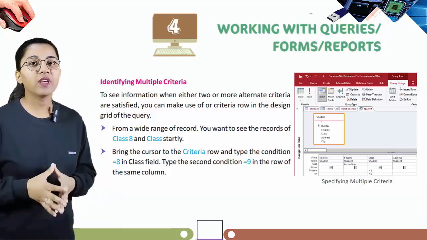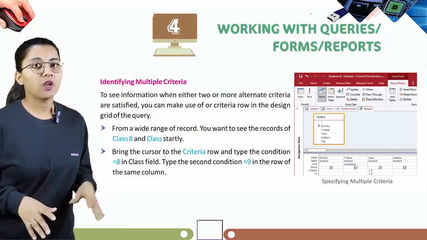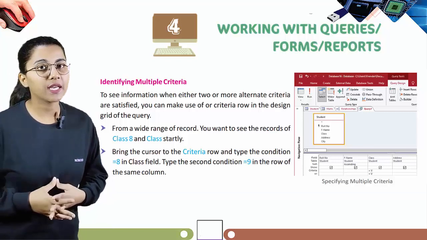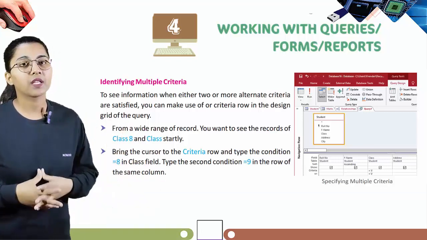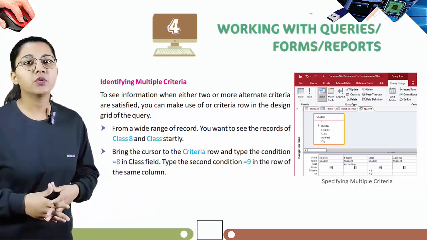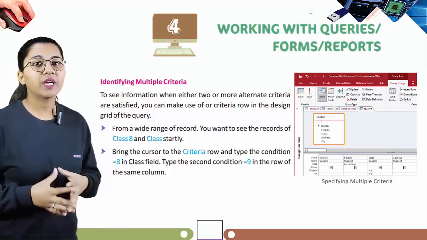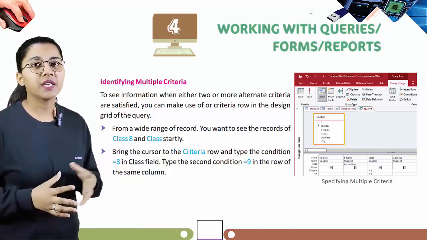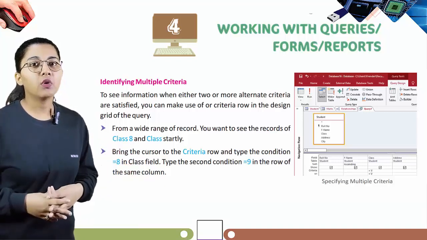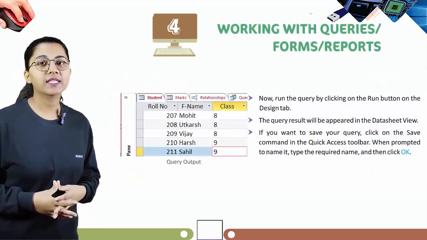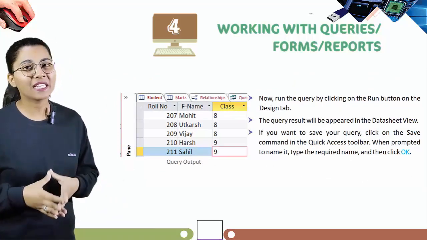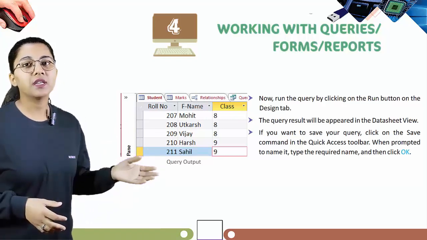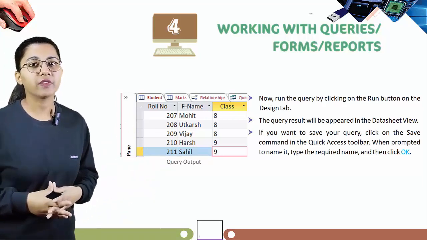So to do that, we have to follow some steps. From a wide range of records, you want to see the records of class 8 and class 9. Then bring the cursor to the criteria row and type the condition equals 8 in the class field. Type the second condition equals 9 in the row below in the same column. Now run the query by clicking on the Run button on the Design tab. The query result will appear in the datasheet view.